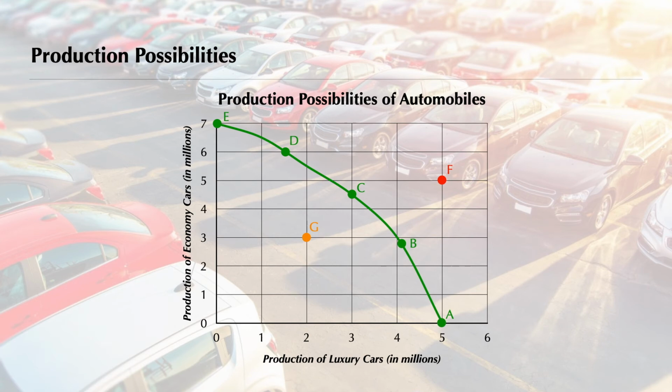Two additional points, F and G, are included in the graph. Point F, which lies outside the curve, is a production impossibility, given the current levels of technology and other resources. No matter how the automotive industry mixes the existing factors of production, it cannot produce at this high a level. Point G, which lies inside the curve, represents an inefficient use of resources. If the existing factors of production were used more efficiently, the industry should be able to produce at a level represented by one of the points on the production possibilities curve instead of at the level of point G.